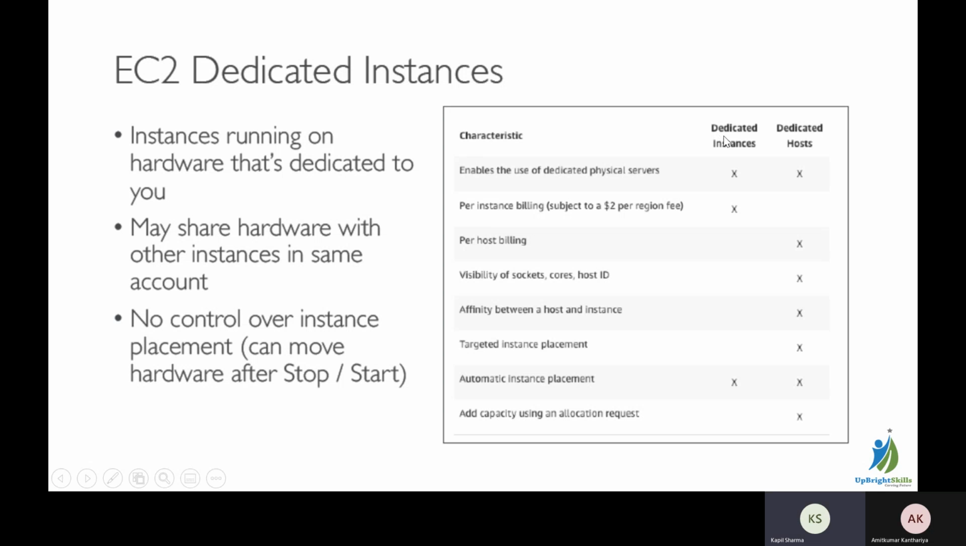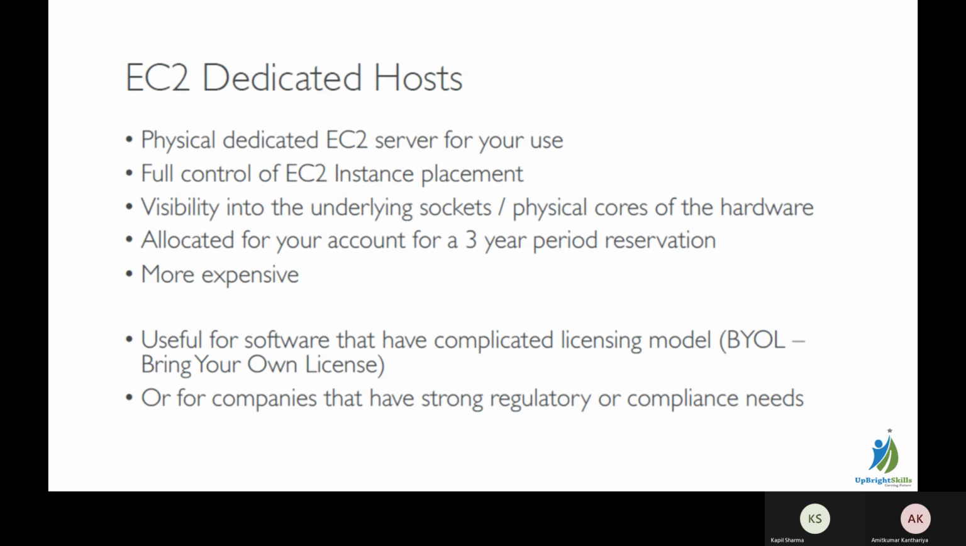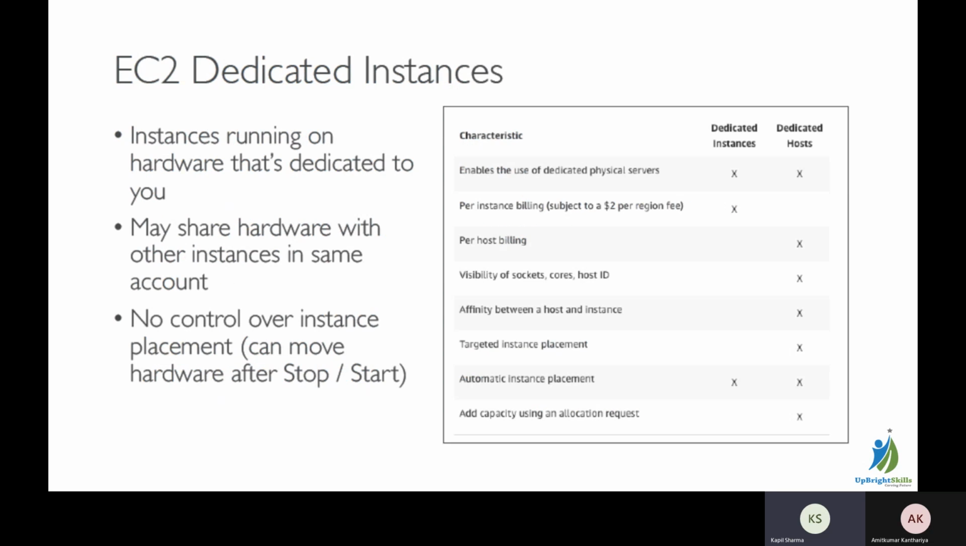Here you can see some differences between dedicated instance and dedicated host. It enables use of a dedicated physical server. Per instance billing, subject to dollar per region fees. Per host billing, visibility of sockets and cores will be available in this. Affinity between host and instances, targeted instance placement, automatic instance placement, add capacity using allocations and requests. We will not be able to do a demo on this, but I will be showing you how you can go and reserve your instance, how you can go and buy a dedicated host, and so on.